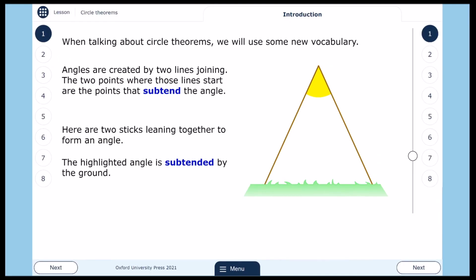Another important definition that you need to understand is the word subtend. Angles are created by two lines joining. The points where those lines start are the points that subtend the angle. In the picture, there are two sticks leaning together that form an angle. We can say that the highlighted angle is subtended by the ground.